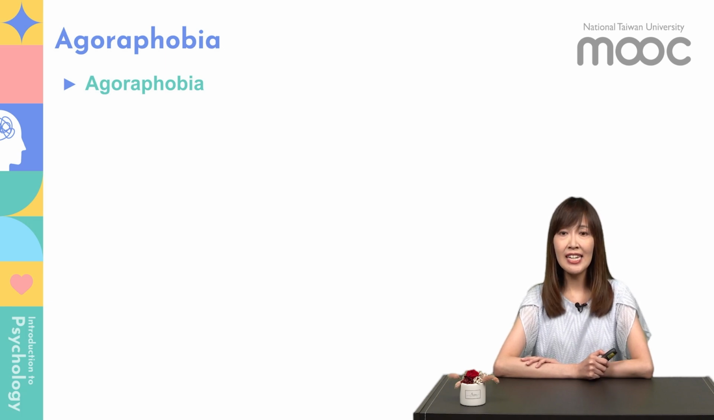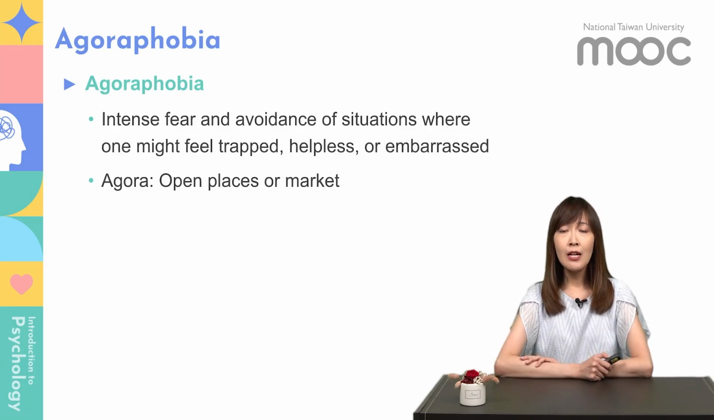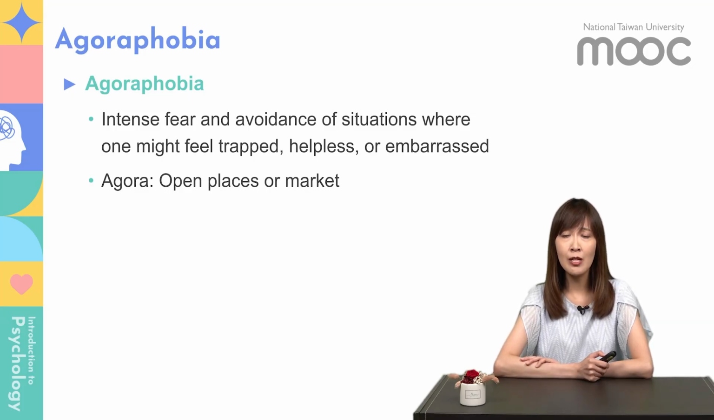Then next, let's look at agoraphobia. Agora means open places or market, and phobia means fear. So agoraphobia means the fear of going out to public places. People with agoraphobia are afraid of going out because they are afraid that they will feel trapped or embarrassed by the situations. And they may have the fear to the point that they don't want to leave their house. That's agoraphobia.